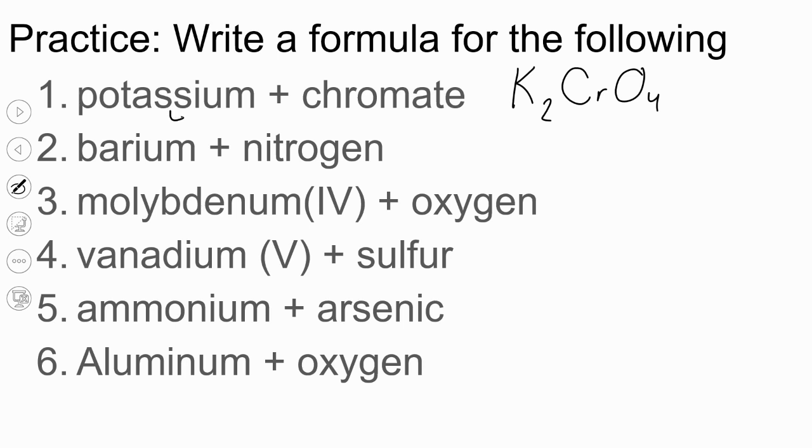So what's the charge on potassium? 1 plus. How do you know that? Good, it's in the first column. Everything in the first column is going to form a plus charge. And what's chromate? 2 minus. It's CrO4 2 minus. This is the polyatomic ion from our list, about 4th or 5th from the bottom.